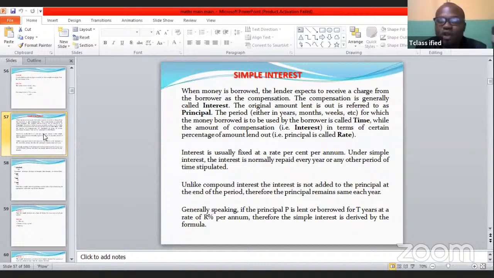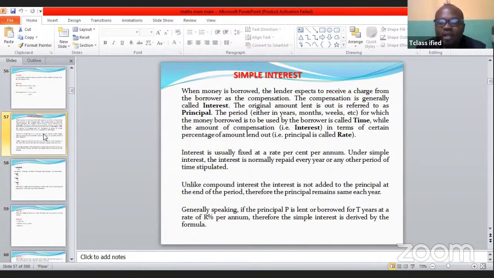The period, either in years, months, or weeks, for which the money borrowed is used by the borrower is called time. So time in the simple interest calculation is simply the period that the borrower used the money. And this period could be in years, it could be in months, and it could be in weeks.